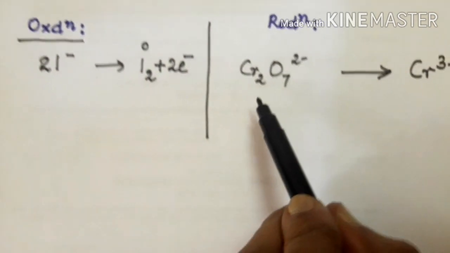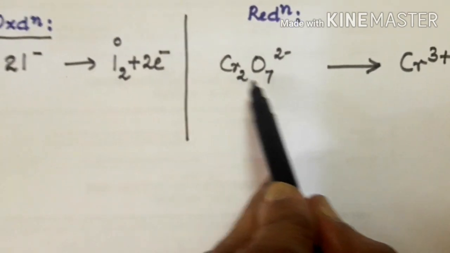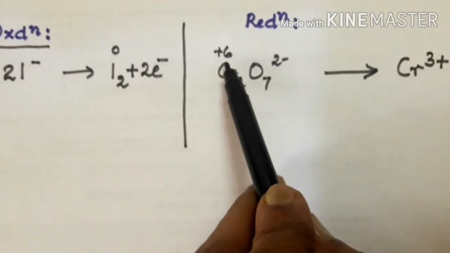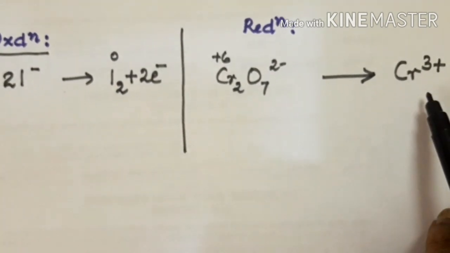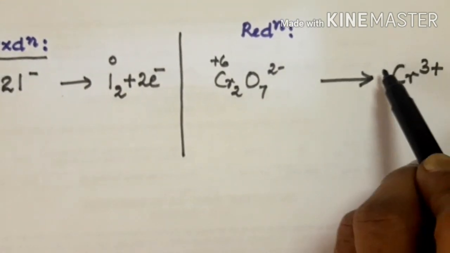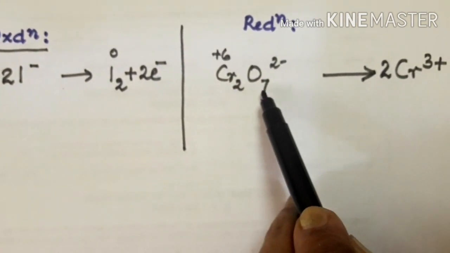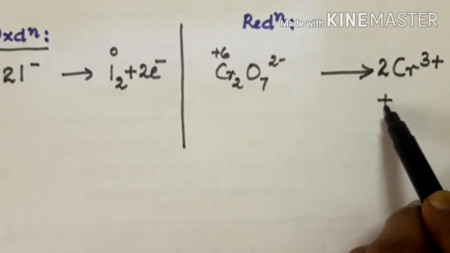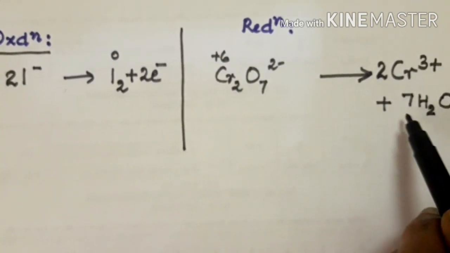Second part is Cr2O7 2- changing to Cr3+. When we check the oxidation state, chromium will have a +6 oxidation state, +6 being converted to +3. It is reduction. So this is the reduction half. Cr2. This side only 1 is there. So we will make it as 2Cr3+. Now, what about oxygens? Here we have 7 oxygens. This side we don't have oxygen. That many water molecules you will add here. 7 H2O. So what happened to hydrogens here?